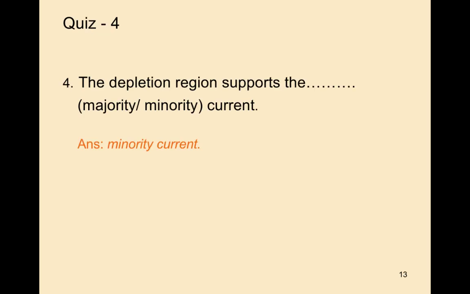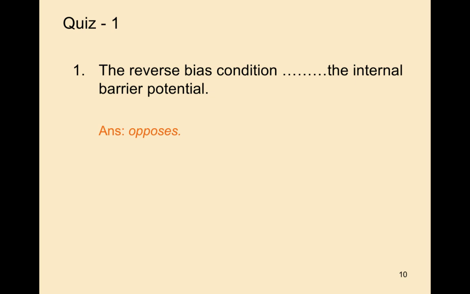Once again I am going to repeat these questions. This is the first question. In the reverse bias condition, how does the internal barrier potential change? By applying reverse bias voltage, this reverse bias voltage opposes the internal barrier of the diode. Reverse bias condition opposes the barrier potential.